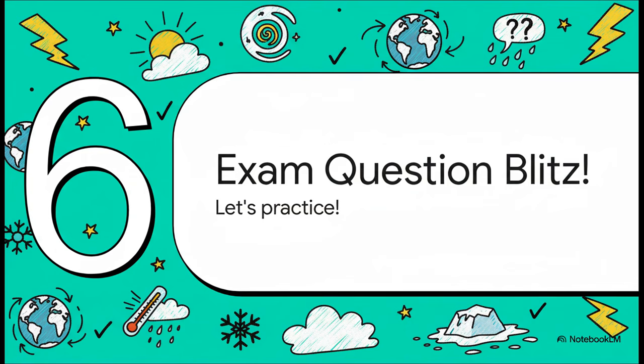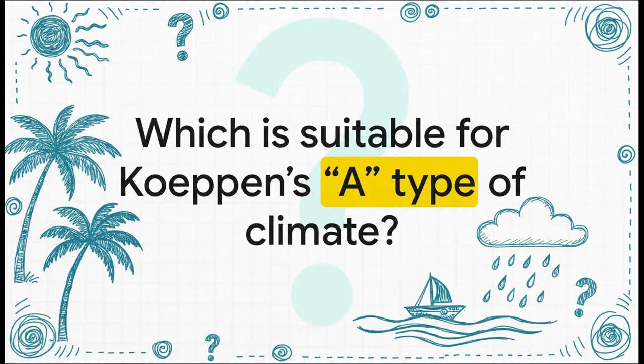Whew, that was a lot of information, I know. But you all have done so well. Now for the final and most exciting part. To make sure you are 100% ready for your exams, let's do a quick-fire exam question blitz. Okay, first question for you. Which one of the following is suitable for Koeppen's A type of climate? Have a look at the options, take a moment.